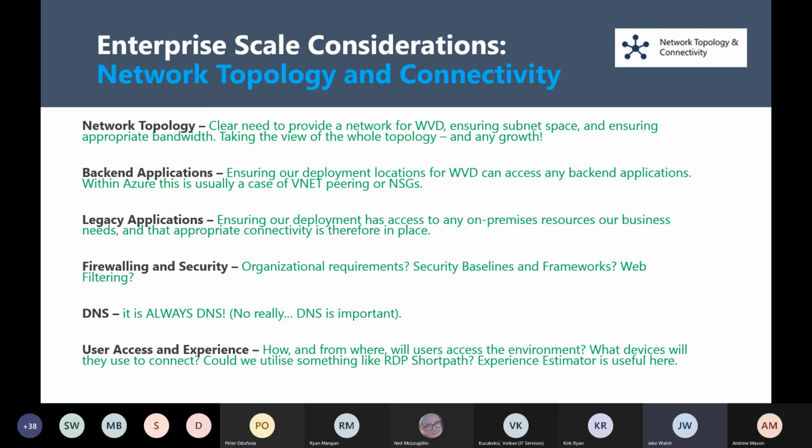User access and experience as well is really important for topology and connectivity. How and from where will your users access the environment? What devices are they going to use? Are they accessing somewhere where they're going to use a kiosk machine and need to use a browser? Are they working with applications that are going to use a virtual machine with a graphics card in, for example? Could RDP ShortPath, currently in preview, help with their experience in the future? Something that's really useful for just looking at the client experience is the experience estimator, just to give you an idea of what the latencies are like and where might be the best region for your resources.